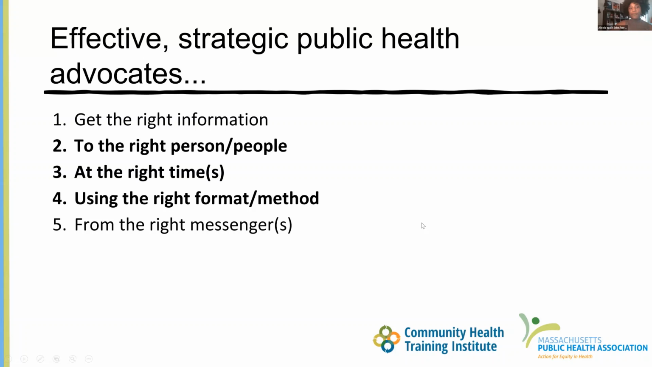So one framing that I want to introduce to you all, that a colleague of mine always uses and that I really like, is that effective strategic public health advocates do five things. They get the right information to the right people at the right time, using the right method, and it comes from the right messenger. When we talk today about legislative structure, process, and engagement, we're going to be honing in on numbers 2 through 4. We will make mention of how to get the right information and who the right messengers are.